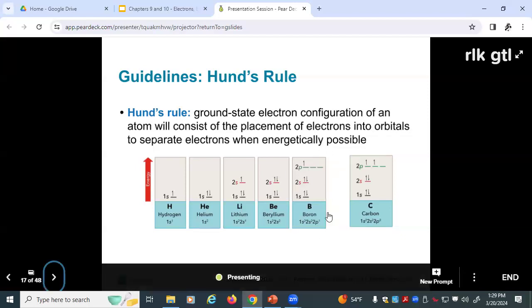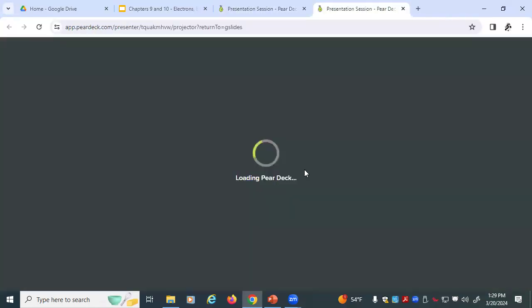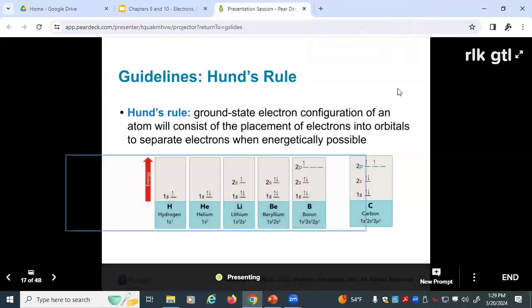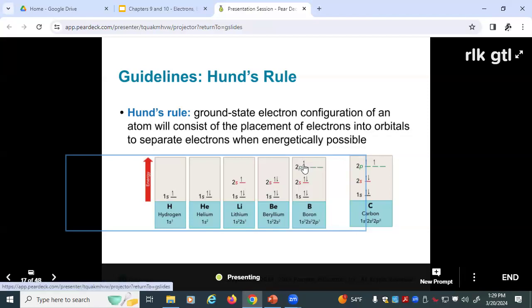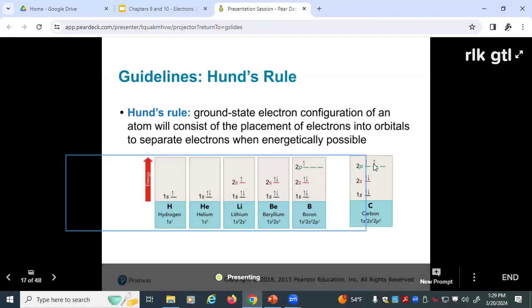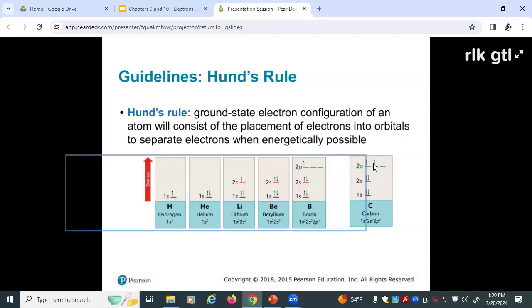So what this means is when we get to something like the p sublevel, here on boron, that first electron fits right there because it has nowhere else to go. Where does the second electron go? Well, by following Hund's rule, we can see that it is going to go into the next orbital rather than pairing up with the first electron. And that's all that this is saying. So again, we really won't see this too much unless we are dealing specifically with orbital notation, but it's still something that we need to know.